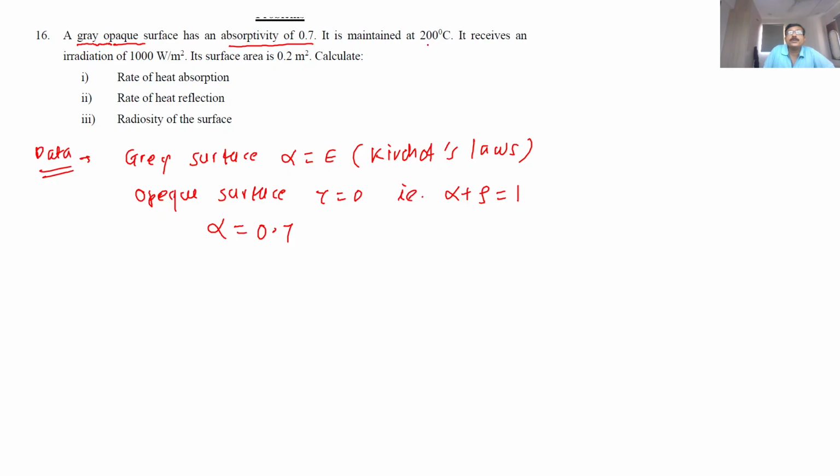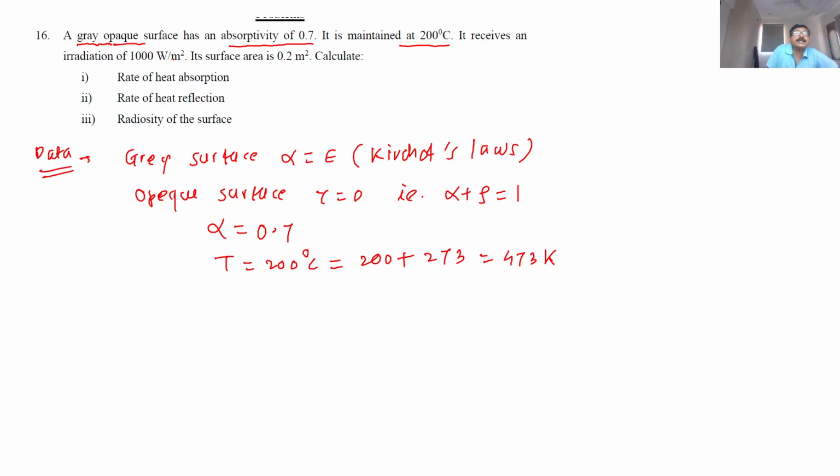It is maintained at 200 degrees Celsius. So that body is maintained at how much degree Celsius? 200 degrees Celsius. Let's convert it into Kelvin as the problem is of radiation. So I think it is becoming 473 Kelvin, by adding 273. It's very important in the radiation chapter to convert temperatures into Kelvin before substituting.